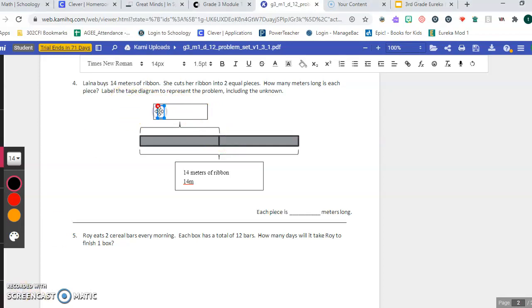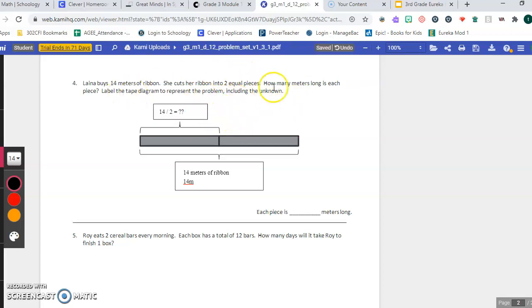I can represent that here by putting a problem here. 14 divided by 2 equals, and this is right now a question mark. I have to think about it first. Okay, so how many meters long is each piece? Label the tape diagram to represent the problem, including the unknown. Okay, so we know that there are 2 groups, and so each one of these is a group. The size of the group is going to be the length of the piece, and we've already decided that 14 divided by 2 is going to give us that length.